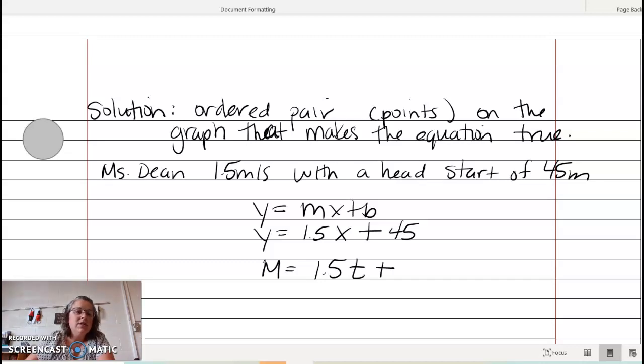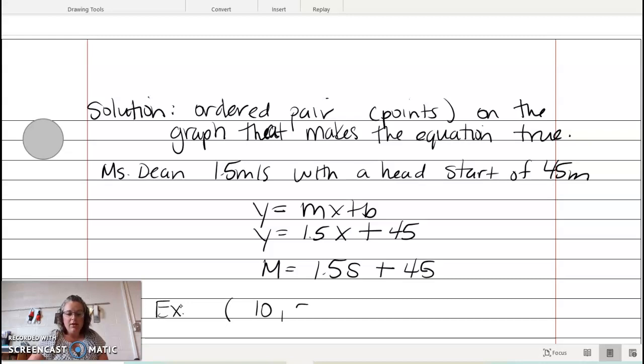Well, I think we used S for that. Okay, so I'm going to change that. Plus the 45 to start. So we want to know, is the point (10, 55) a solution? We'll talk about that in the next video.